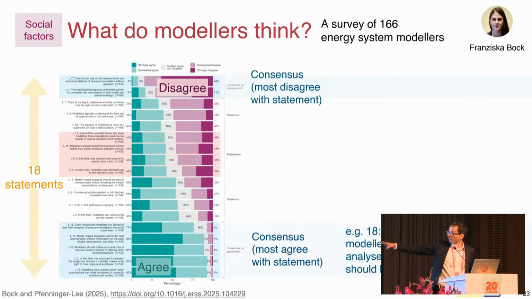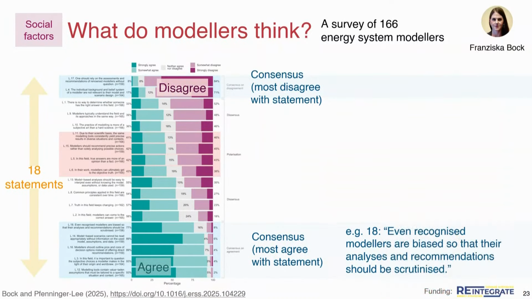At the bottom, where the bars are mostly green, those are statements that most of the respondents agree with. At the top, where the bar is mostly purple, those are statements where most of the respondents disagree. So there's consensus. For example, statement number 18: even recognized modelers are biased so that their analyses and recommendations should be scrutinized. Most agreed on that. I think that's a sensible statement.